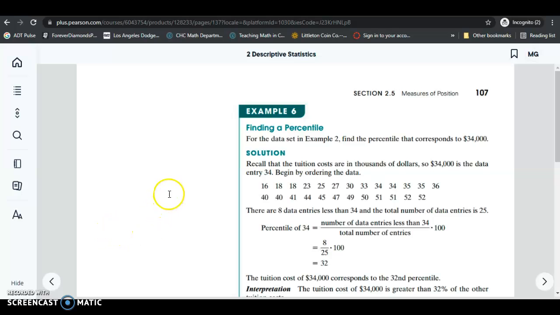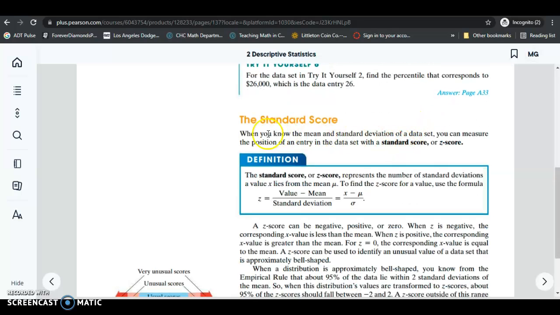Hello students, so we're going to go over one more topic in section 2.5 on measures of position. And this last topic is called the standard score. It says that when you know the mean and standard deviation of a data set, you can measure the position of an entry in the data with what's called a standard score or z-score. Standard score and z-score both mean the same thing.